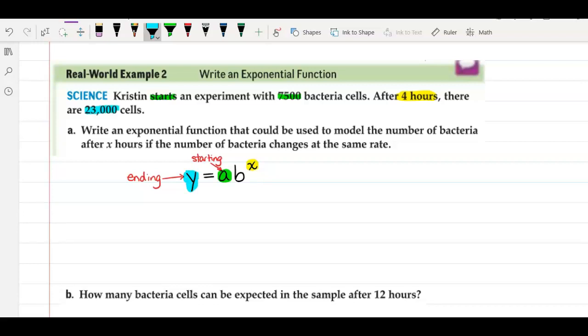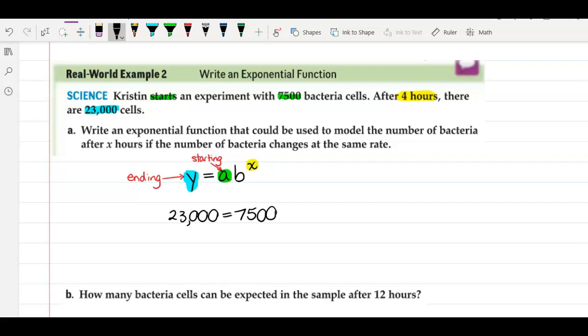So the first thing they want us to do is to write an exponential function that could be used to model the number of bacteria after X hours if the number of bacteria changes at the same rate. So we need to have a Y and an X, but we need actual numbers for A and B. So let's take our information that we're provided and substitute. I'm going to take out Y and put in 23,000. I'm going to take out A and put in the starting amount, 7,500.